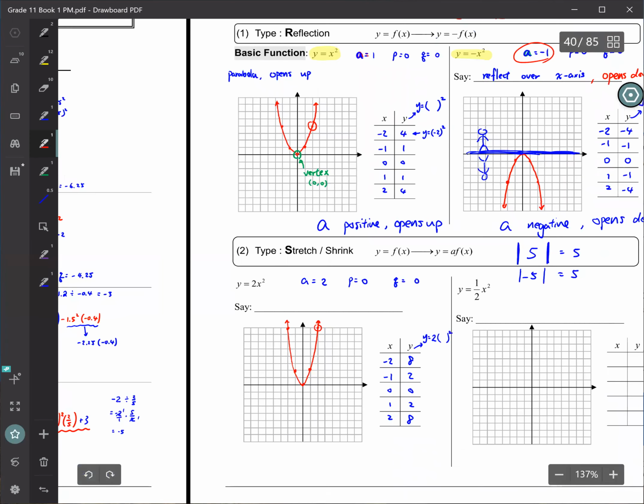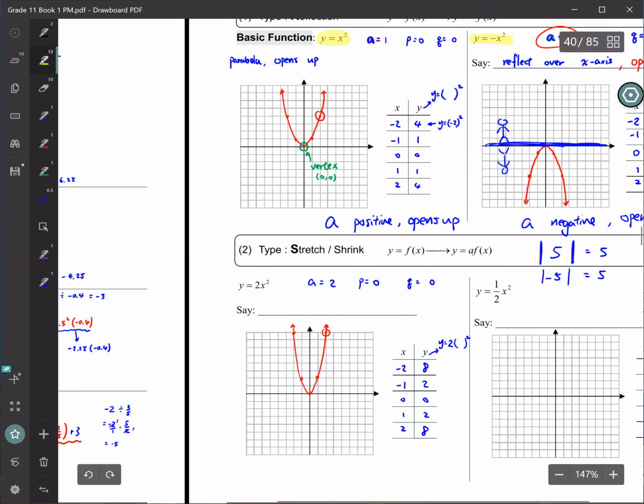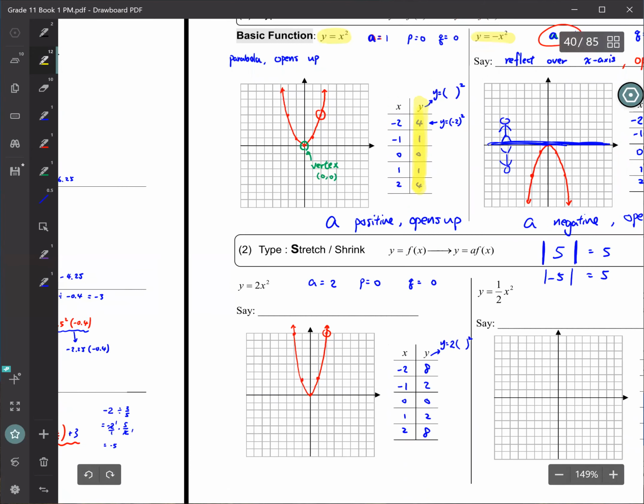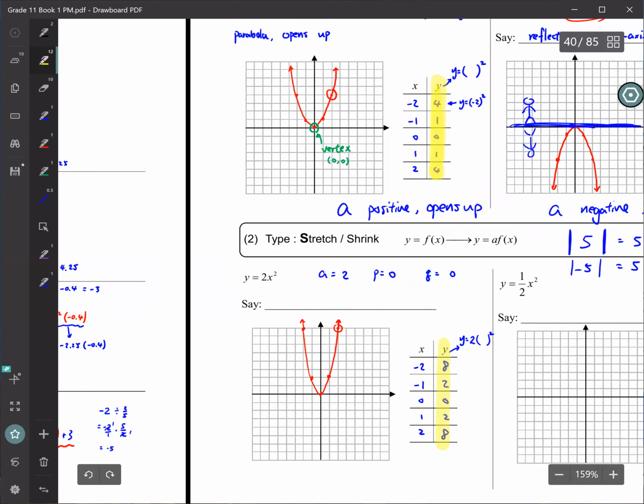So now you can also describe them in numbers. If you compare the y value, the one I highlighted, with the one down here, it's actually double, right? 4 becomes 8, 1 becomes 2, right? Everything times by 2.